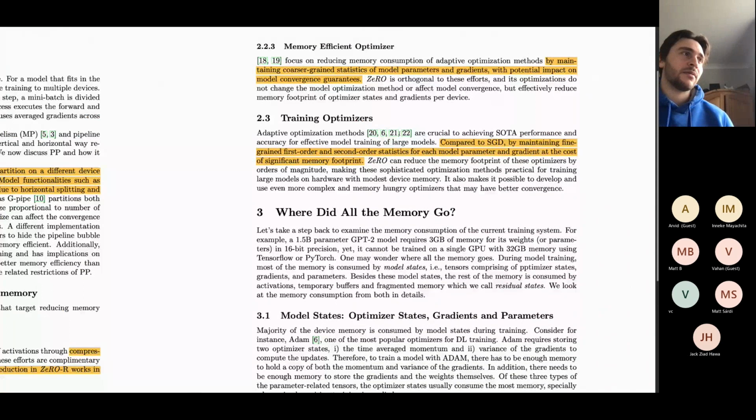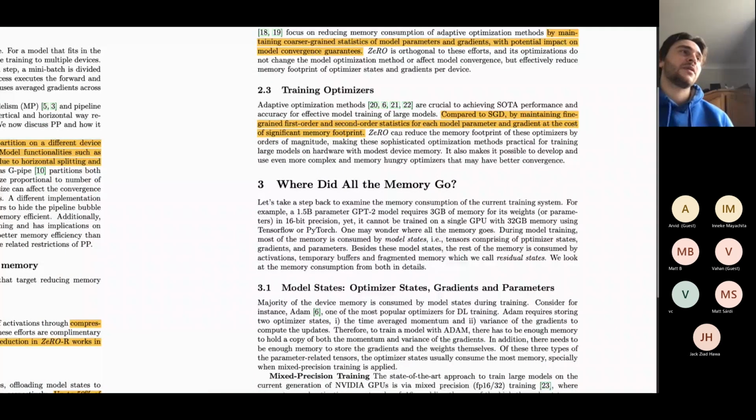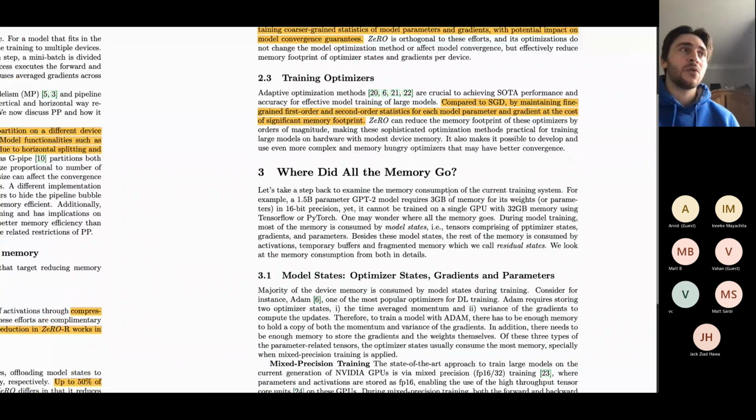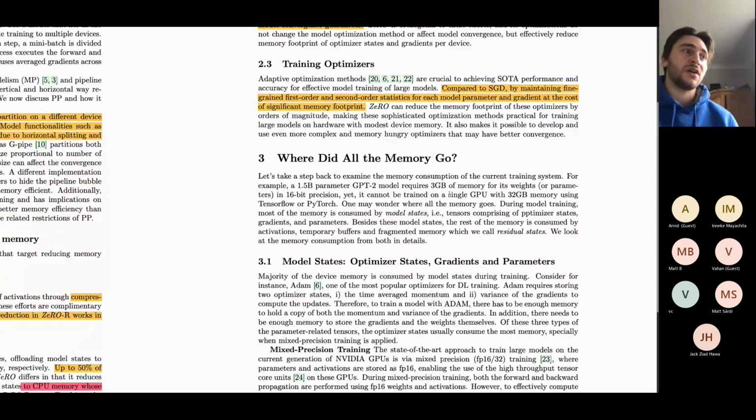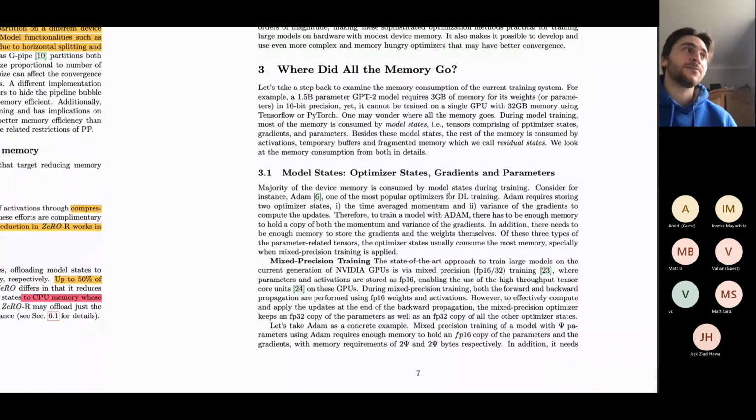Okay, so the next section is called "Where did all the memory go?" This is just about what's using all the memory in a GPU. We kind of talked about this before. The largest use of memory is by the optimizer states. One thing I glossed over when I was talking about Adam is that, I'll just read it here.